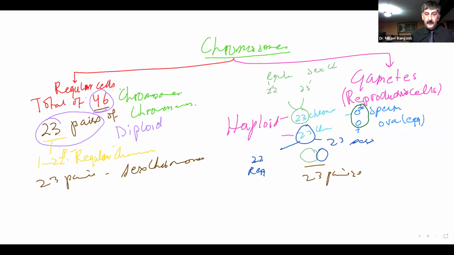So the first 22 chromosomes join with the first 22 chromosomes. So 1 joins with 1, 2 joins with 2, 3 joins with 3, 4 joins with 4, and so on. Where the sex chromosome from the sperm joins with the 23rd chromosome of the ova, which is going to be the associated sex chromosome, and makes the 23rd pair of your sex chromosomes.